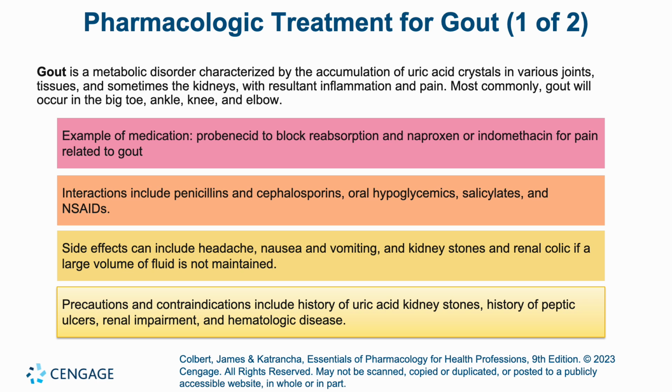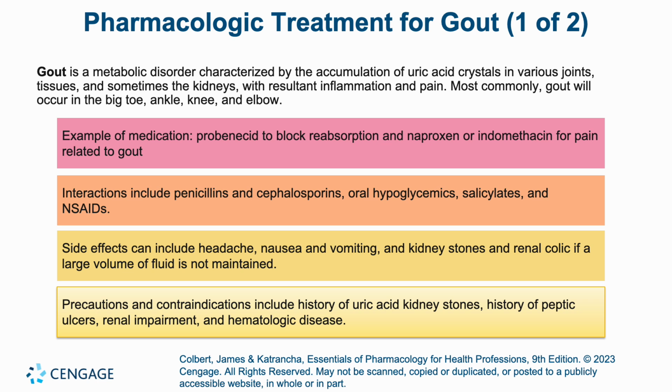And then NSAIDs, because probenecid decreases renal clearance, meaning that the NSAIDs are excreted through the urine and metabolized by the kidneys. And so this can decrease how much is being released out of the urine, which can cause a buildup of the NSAIDs in the system.